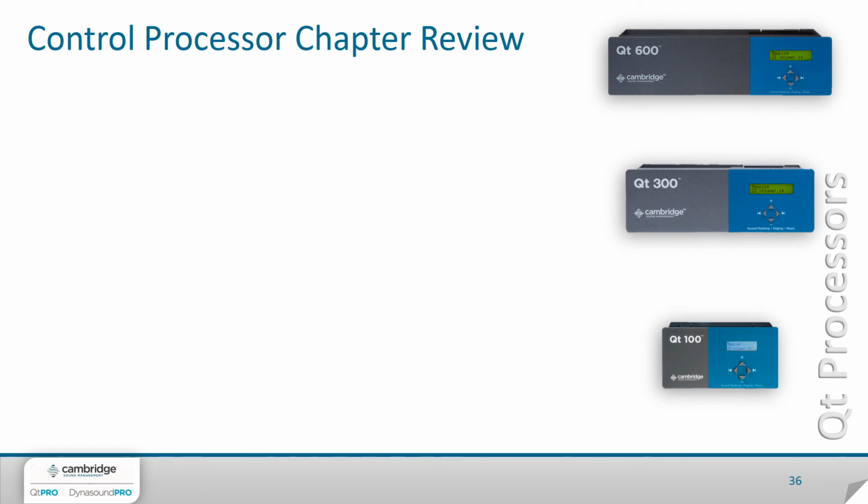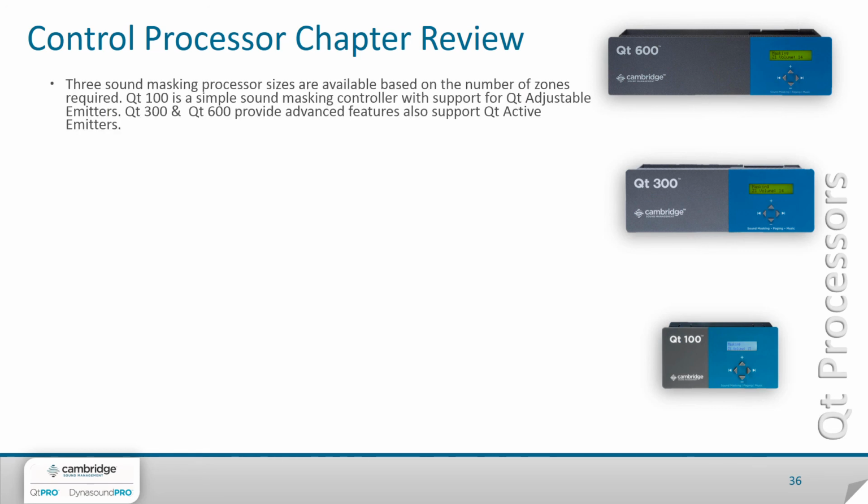To wrap up this chapter, let's review some highlights. 3 sound masking processor sizes are available based on the number of zones required. QT100 is a simple sound masking controller with support for QT adjustable emitters. QT300 and QT600 provide advanced features which also support QT active emitters.